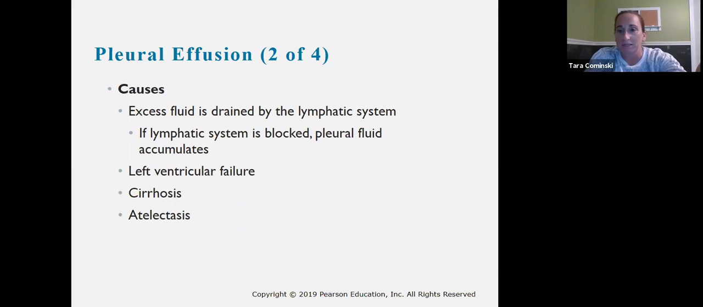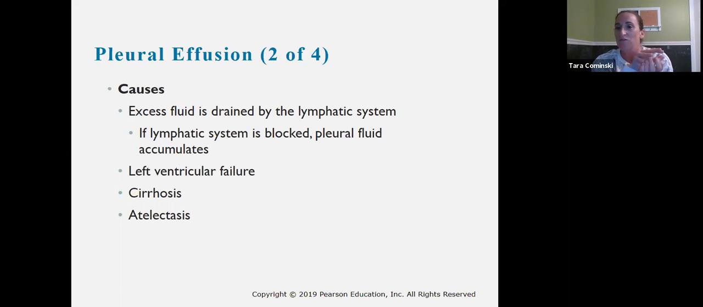Okay, I kind of already said this, right? So it says here, causes. If there's a blockage in the lymphatic system, you can end up with excess fluid. Sorry, that's a little redundant. If you talk about heart failure, particularly left ventricular failure, you can end up with this excess accumulation of fluid, for the same reasons that we talked about with pulmonary edema, right? That I kind of mentioned. This is kind of the same thing, right?